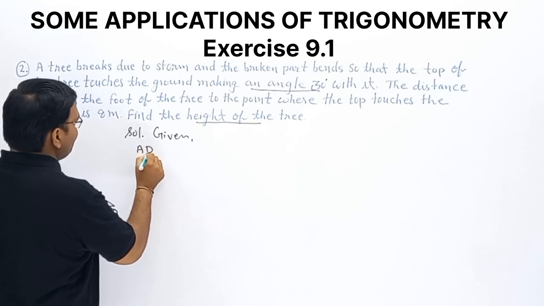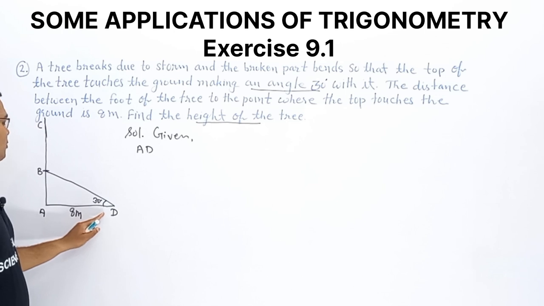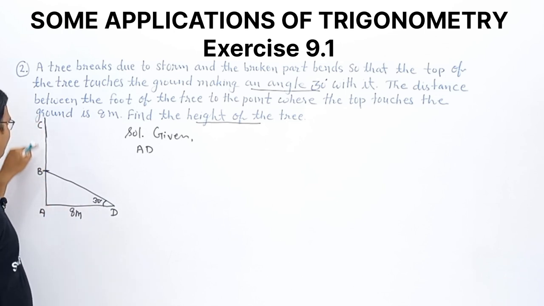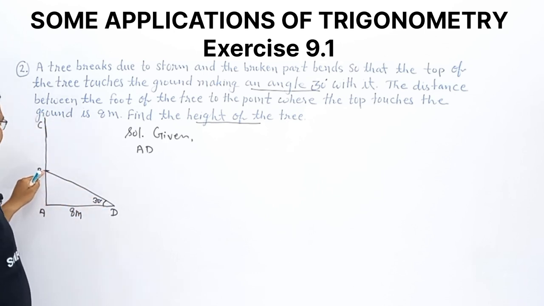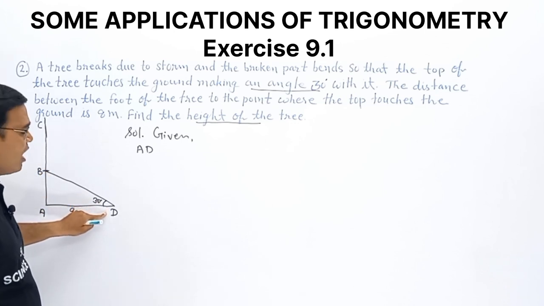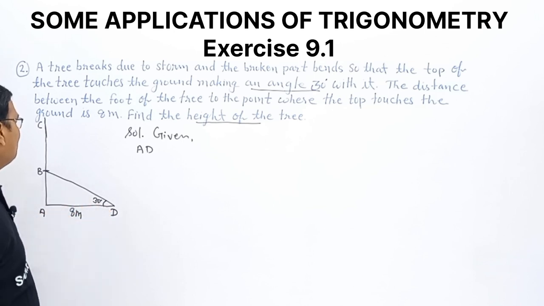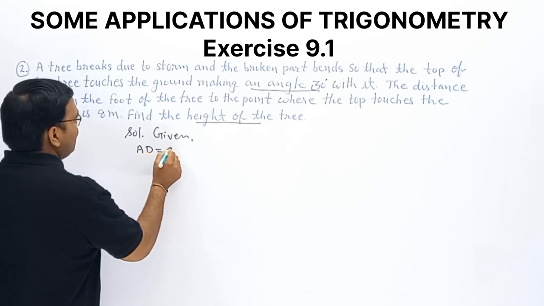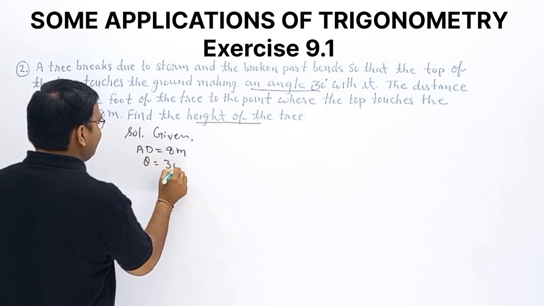AD is what? Distance between the foot of the tree to the point where the top touches. The top of this tree is this one, and after breaking, it bends and makes a 30 degree angle with the ground. And it is touching where? At D. And the distance between A and D is 8 meter. And the angle theta is equal to 30 degree.